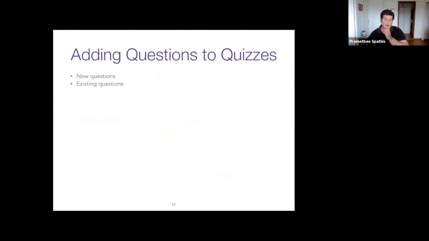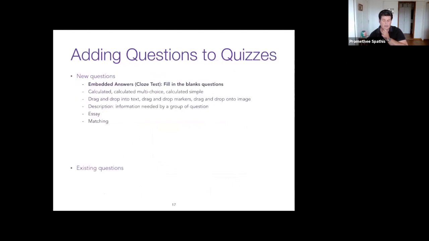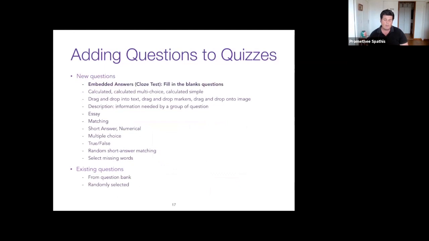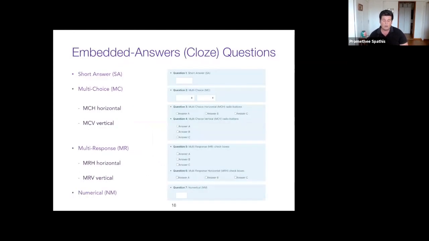Okay, so regarding the questions that I'm using in the quiz, as I explained, there's a bunch of questions you can use, but mainly what is interesting to us is the closed questions. I don't know if any of you are familiar with this type of questions. So how does it look? This is here a preview of what you get for those closed questions. So there are multiple types of them.